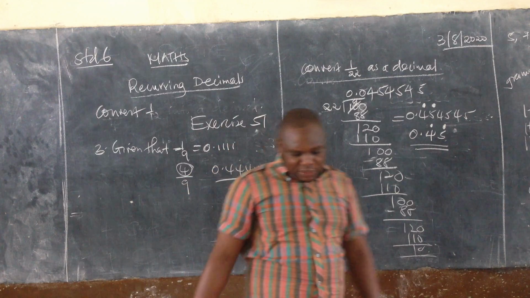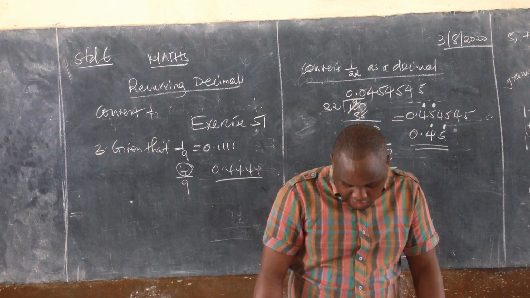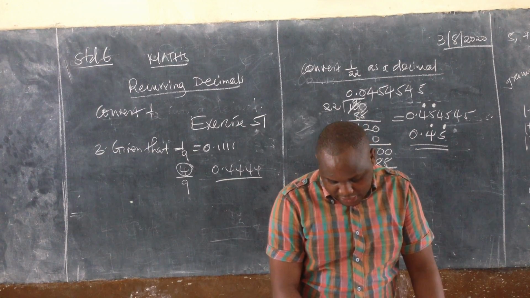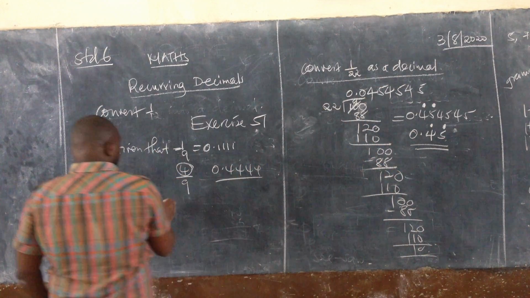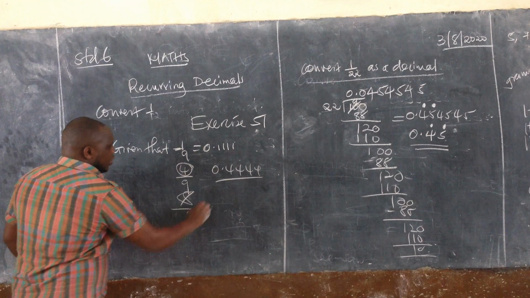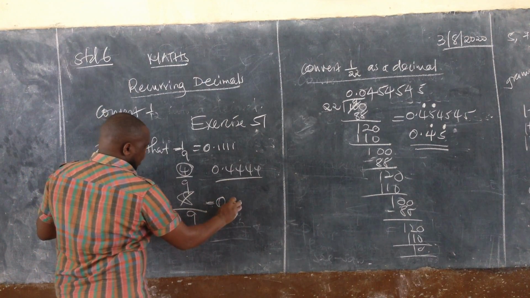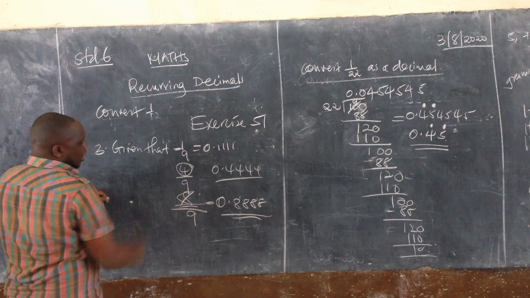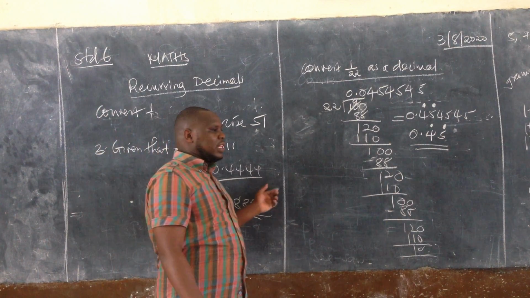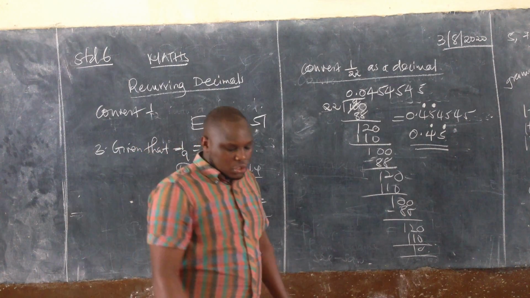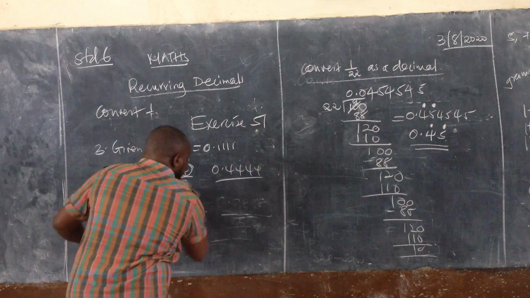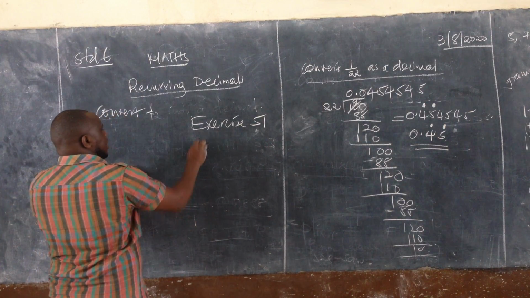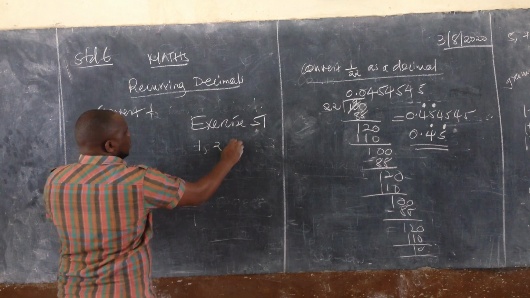So I need you to attempt number 1, 2, and 3. Meaning that if it's 8 over 9 now, 8 over 9 is going to be 0.8888. So you just look at the number on the numerator side. That's the one that's going to be recurring. So you attempt number 1, 2, and 3. Exercise 51.